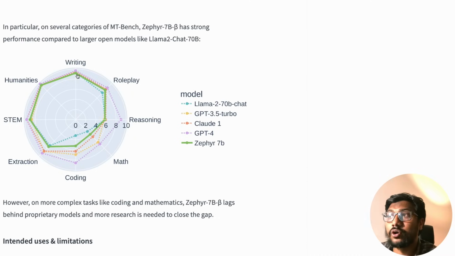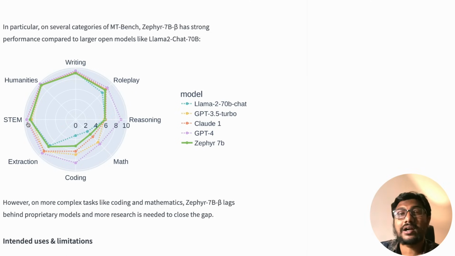And if you see this on writing, on role play, on humanities, for example on role play, this is doing better than the Llama 2 70 billion chat model. GPT 3.5 turbo is somewhere on par, and you've got Claude 1 somewhere very close. You can see a very similar pattern on humanities, writing, role play, and STEM.